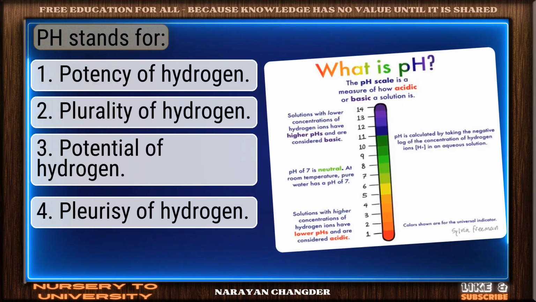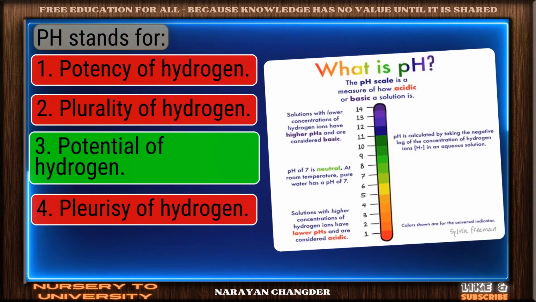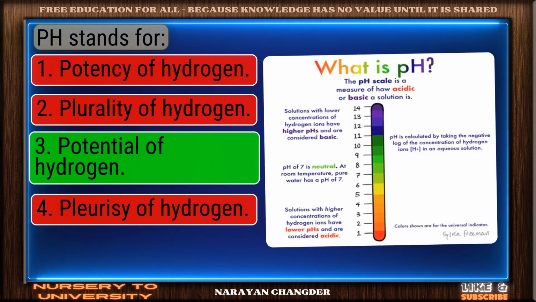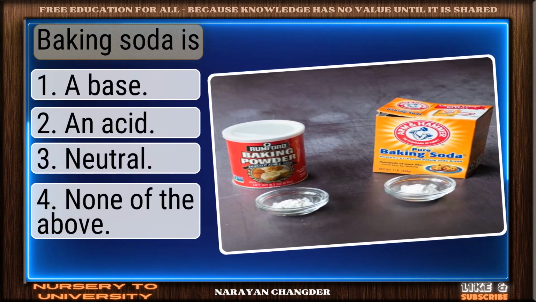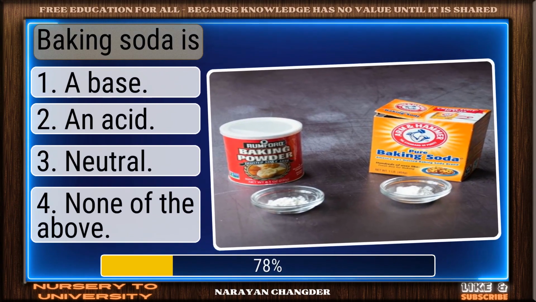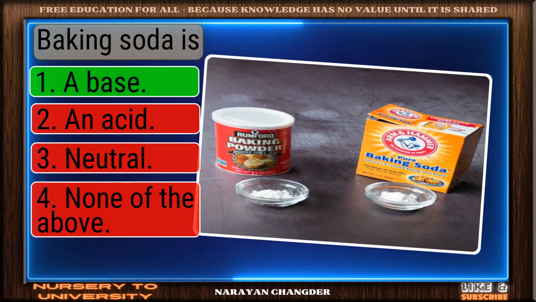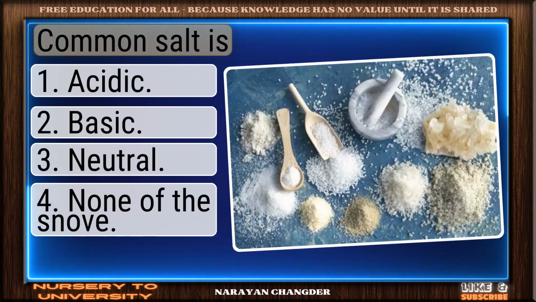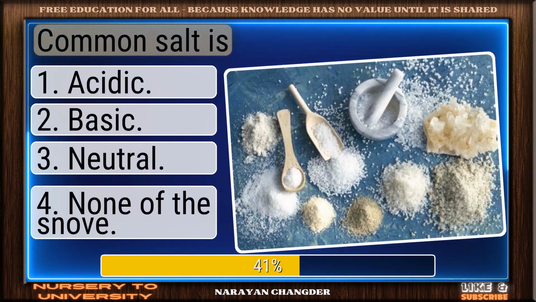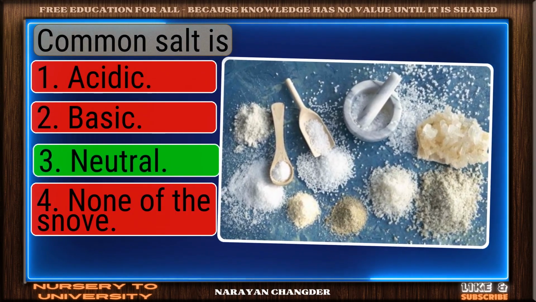Question number 280. pH stands for? Good job. Your answer, potential of hydrogen, works well here. Question number 281. Baking soda is? Correct response. A base is the most accurate answer. Question number 282. Common salt is? Well done. Neutral is the right choice.